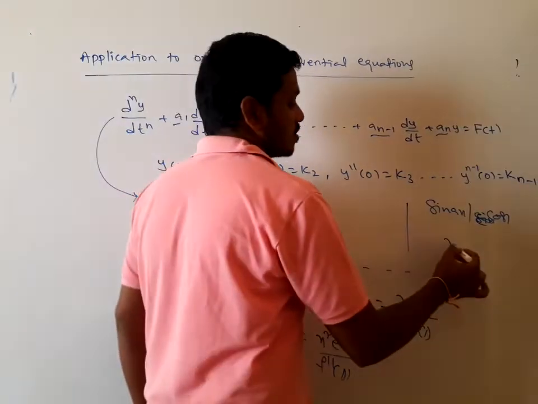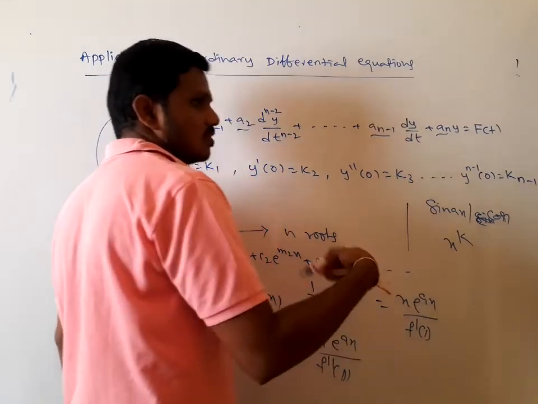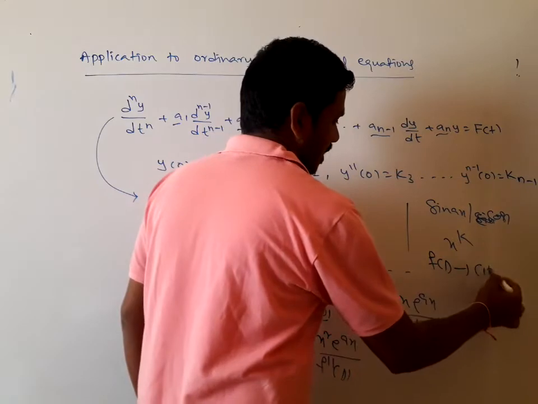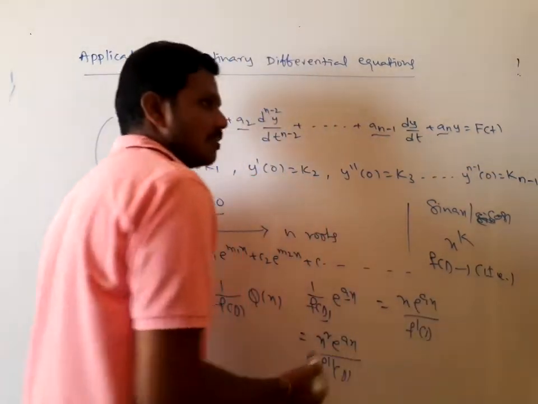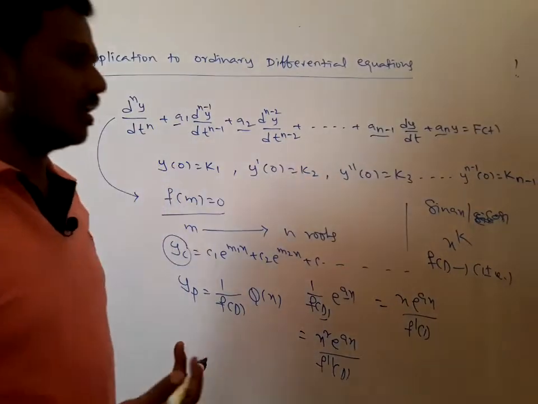Next, if I am taking x to the power of k, a polynomial of degree k, right? We can use the binomial expansion. We can write f of D in the form of 1 plus phi of D, and we expand by using the binomial theorem and operate on x to the power of k for each and every term. We will get the particular integral.